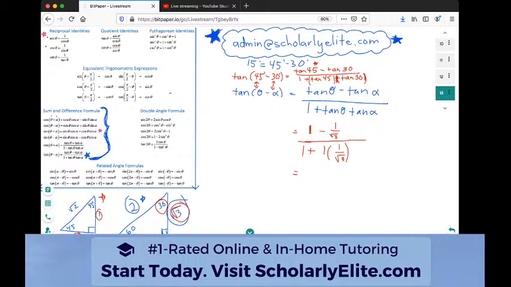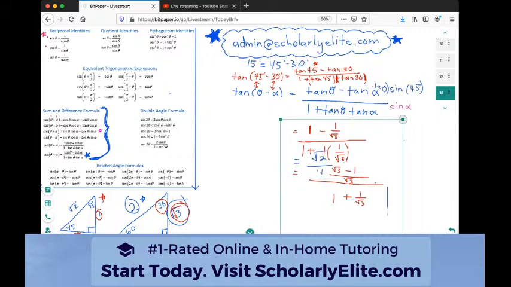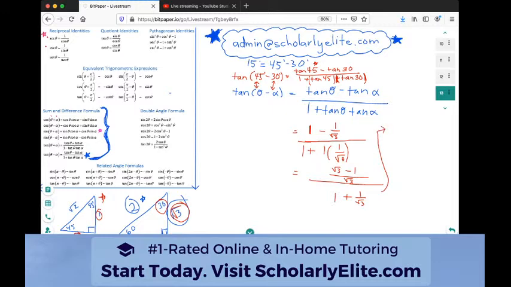So basically, what we need to do now is figure out some common denominators. And the way that we're going to do that is multiply the numerator and the denominator by root 3 on this top part here. So this is going to end up being root 3 minus 1 over root 3. And this bottom part is going to be 1 plus 1 over root 3. And then basically, this is going to become root 3 minus 1 over root 3, divided by root 3 plus 1 over root 3.